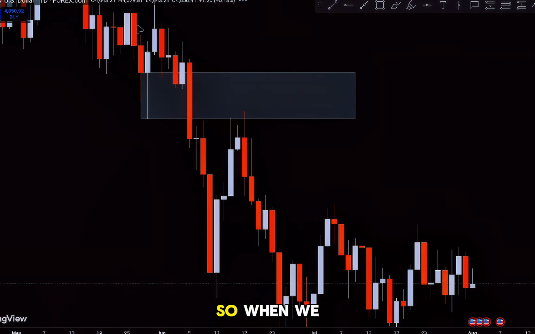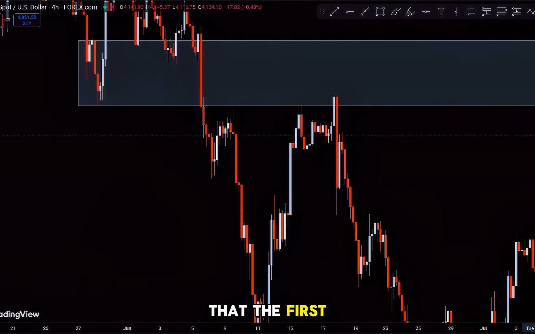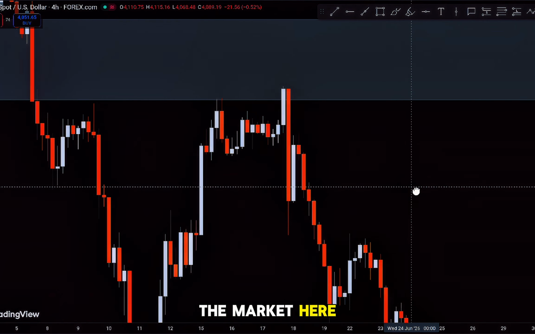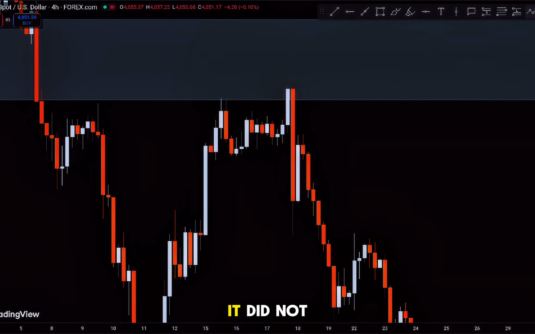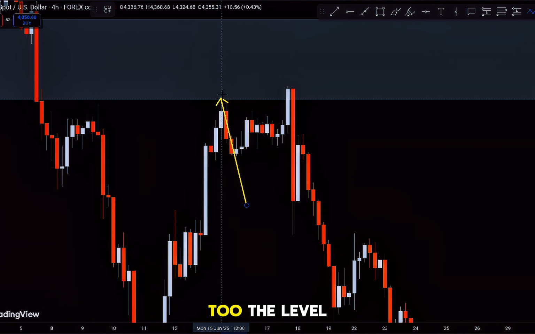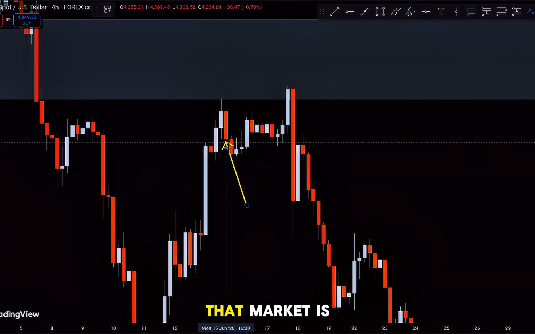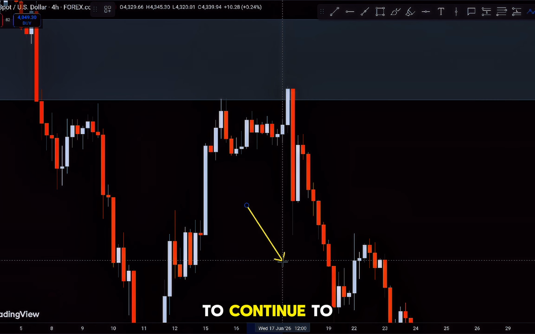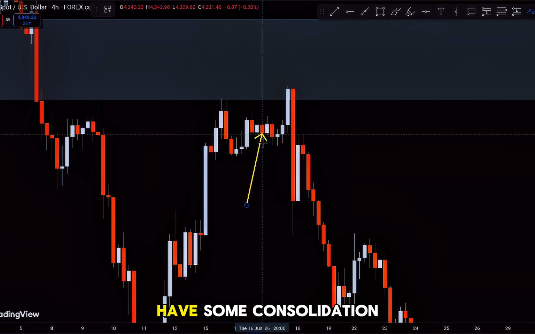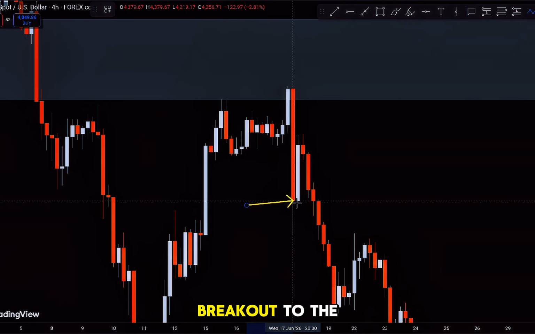So when we go to the H4 time frame, we can see that the first time market touched the level here, it did not break this last push that pushed market to the level. So this is telling you that market is still not ready to continue to the downside. And then we have some consolidation here. Market pushed into the level for the second time, and what do we get? A breakout to the downside.